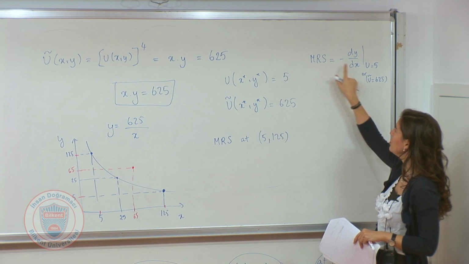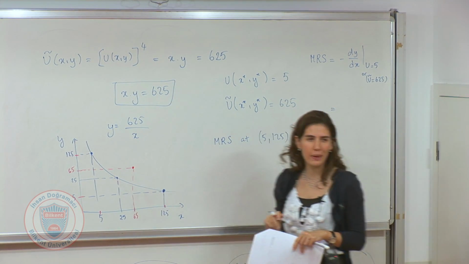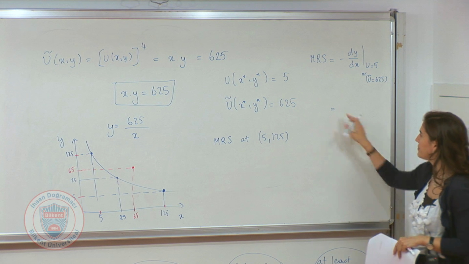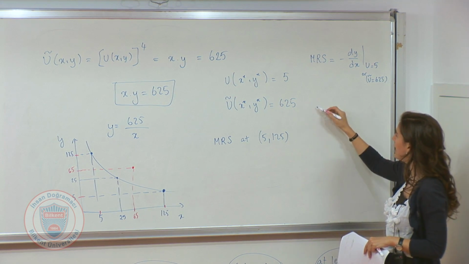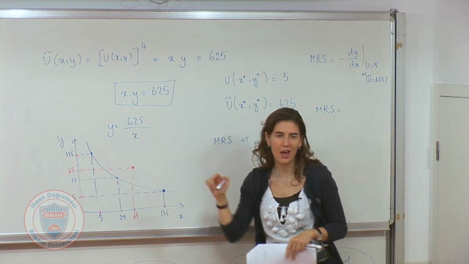So in order to do this, what should I do? I should take the derivative of this guy with respect to x, right? What is it? So if you look at the MRS here, what's the derivative of this guy with respect to x?